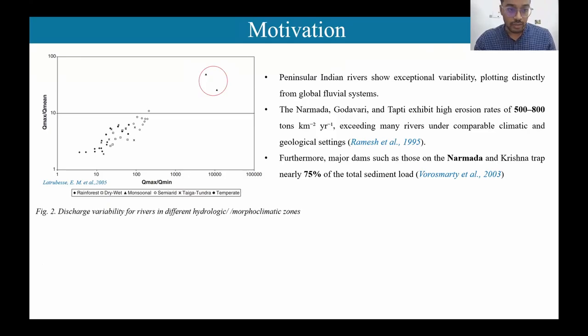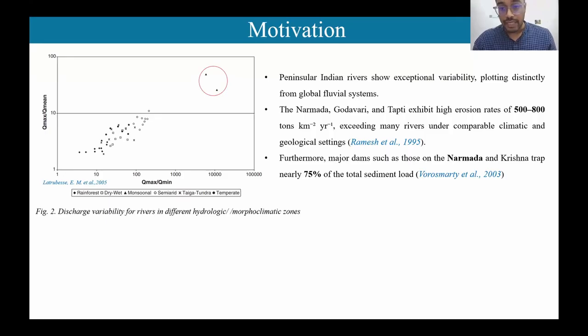If I talk about rivers all around the globe, the peninsular Indian rivers, that is Narmada and Godavari, show great variability, as you can see in the graph here, where I have put the red circle on this triangulated plot. These are the two rivers, and one of them is Narmada, which shows great variability. Apart from this, the rivers have a high erosional rate, around 500 to 800 tons per square kilometer per year. If you compare with other rivers around the globe with the same climatic condition and geological setting, it exceeds them far beyond.